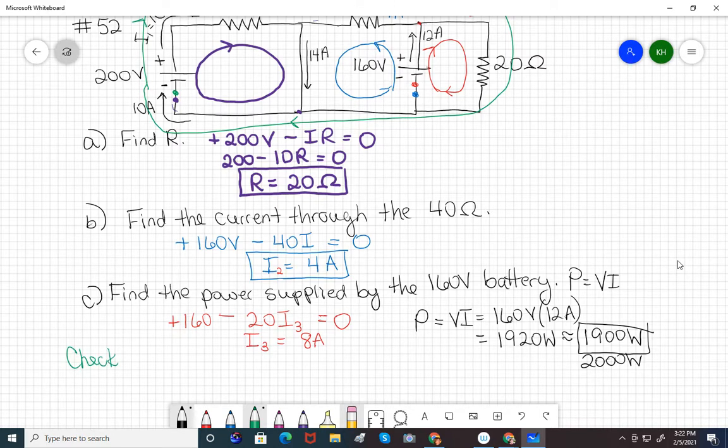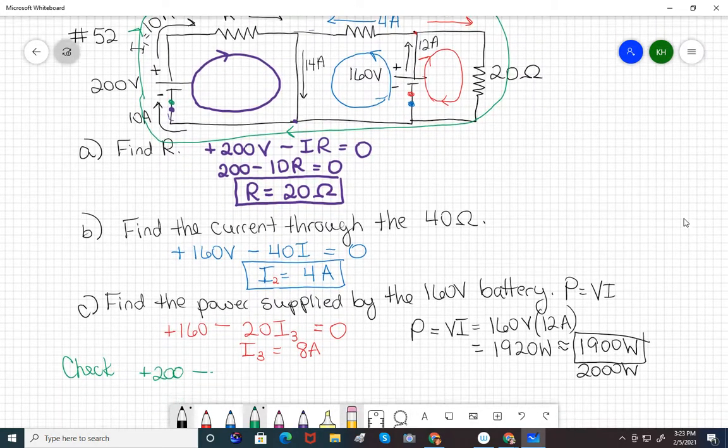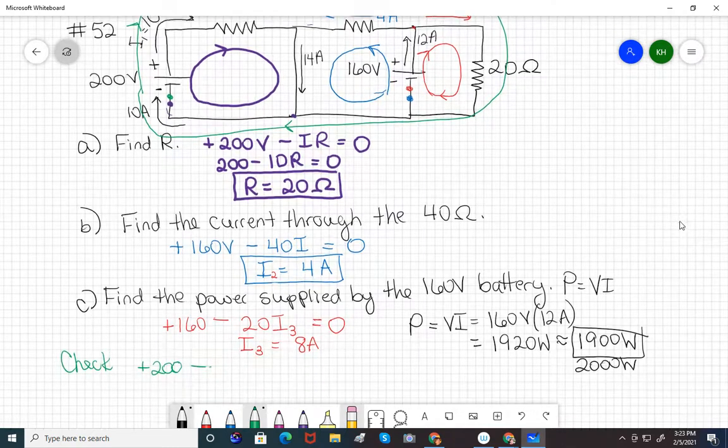I go through the big battery, I gain 200 volts. And I don't want to write the volts because it looks like a variable. I'm just going to put 200. Minus, when I go through that first resistor, which we decided was 20 ohms, there's 10 amps going through it. So 20I, which is 10, there's my first voltage drop. 20 ohms, 10 amps.